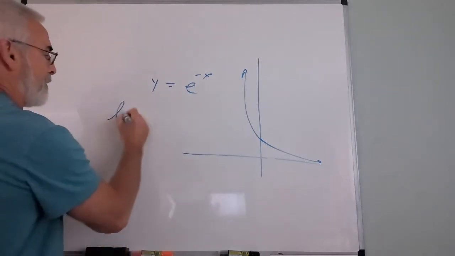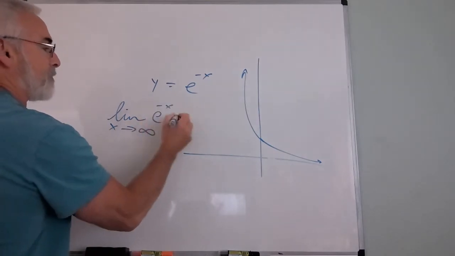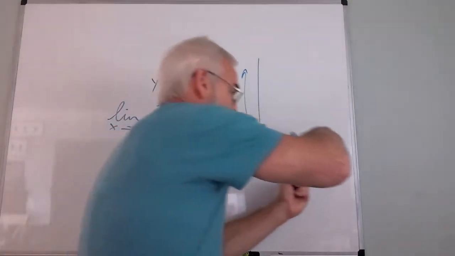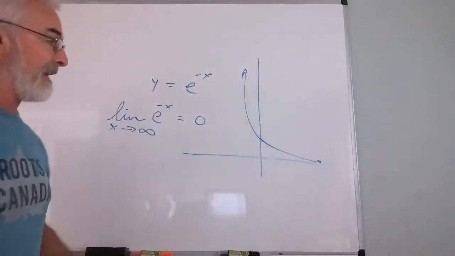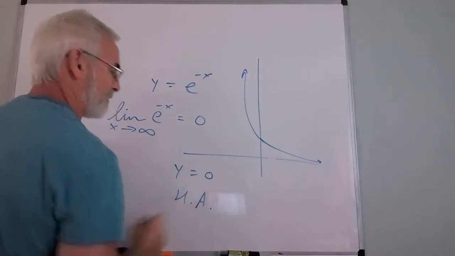Yet we know that if we took the limit as x goes to infinity of e to the negative x, we know that is 0. That's 1 over e to the x. What's happening is it's getting closer and closer. And so y equals 0 is the horizontal asymptote.